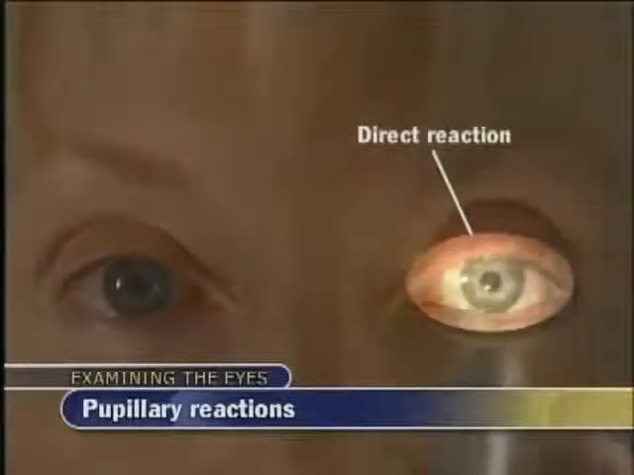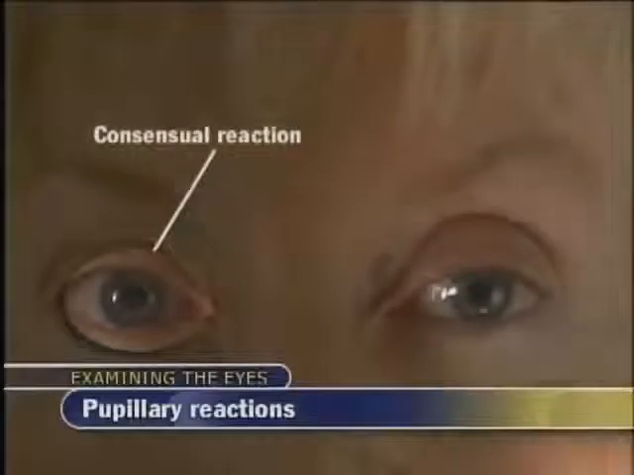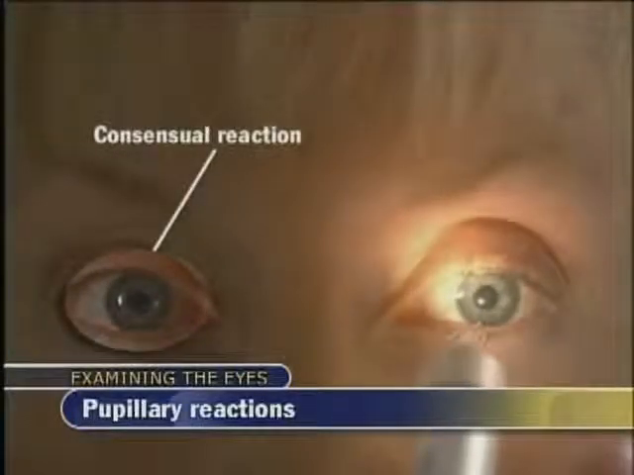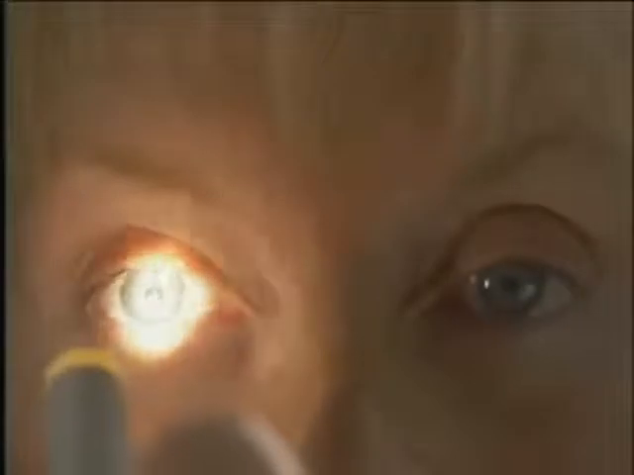Look for the direct reaction, consisting of pupillary constriction in the eye being illuminated directly. Then look for the consensual reaction, which is pupillary constriction in the opposite eye. Typically, in a darkened examination room, you will need to quickly illuminate the patient's opposite eye in order to provide sufficient light for direct observation of the patient's consensual reaction.